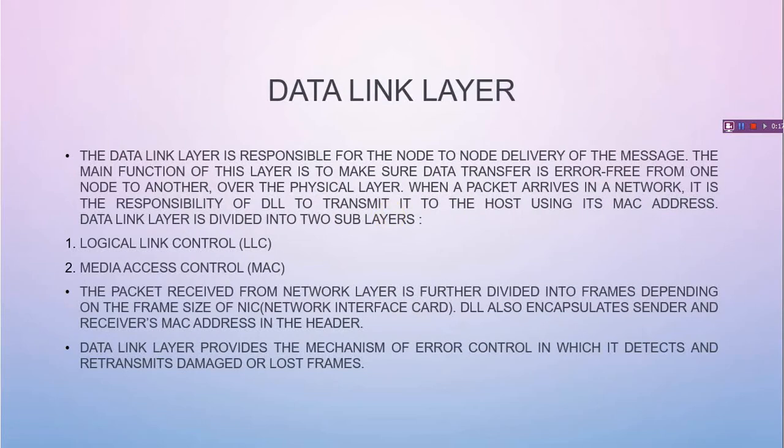Then the data link layer. The data link layer is responsible for the node to node delivery of the message. It means that in the data link layer, node to node delivery is possible, and the main function of this layer is to make sure data transfer is error free from one node to another. Error control is the main function of the data link layer.